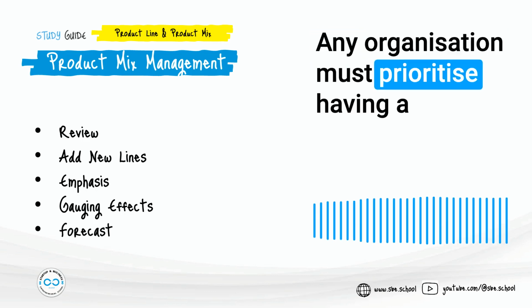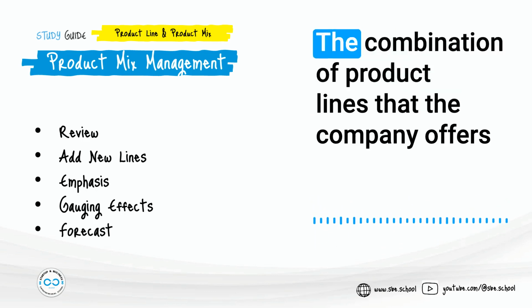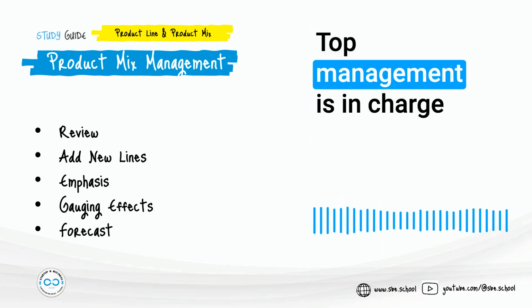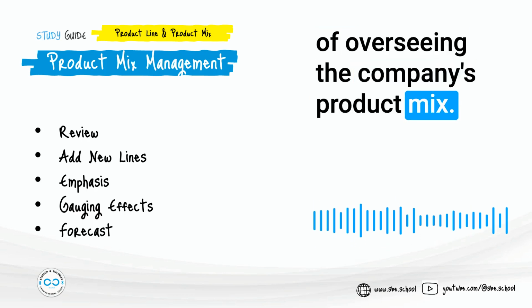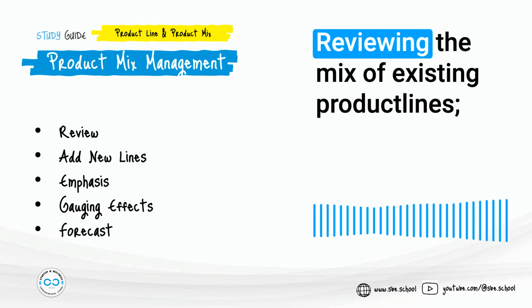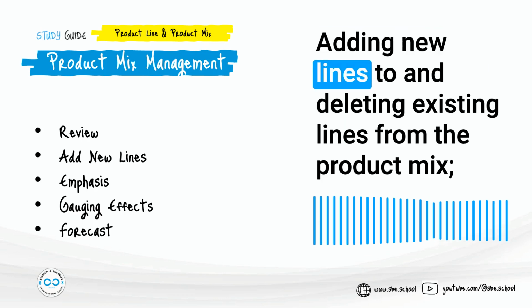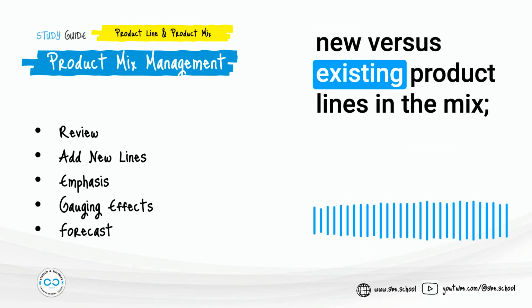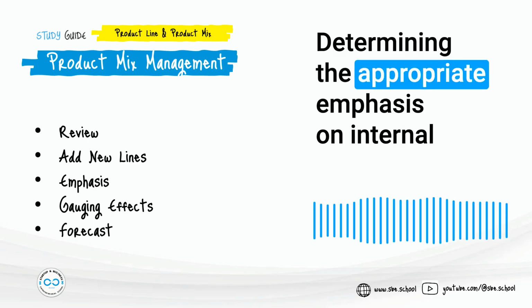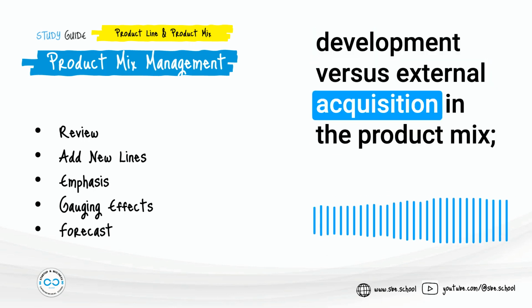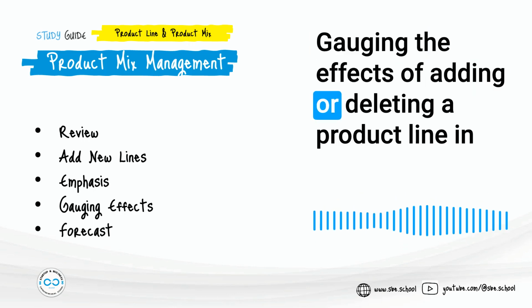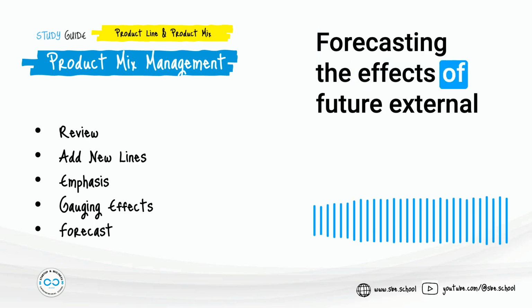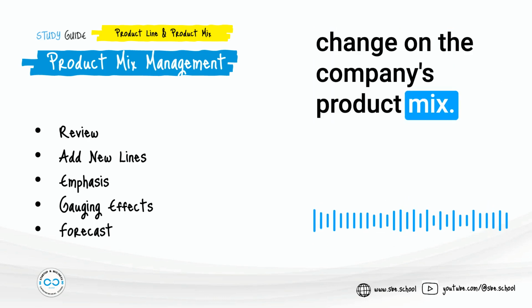Any organization must prioritize having a carefully managed product mix. The combination of product lines that the company offers is considered in product mix decisions. Top management is in charge of overseeing the company's product mix. Choosing a basic product mix includes reviewing the mix of existing product lines, adding new lines to and deleting existing lines from the product mix, determining the relative emphasis on new versus existing product lines in the mix, determining the appropriate emphasis on internal development versus external acquisition in the product mix, gauging the effects of adding or deleting a product line in relationship to other lines in the product mix, and forecasting the effects of future external change on the company's product mix. Withdrawing products.